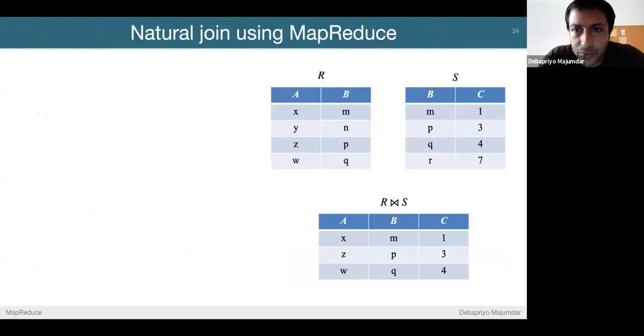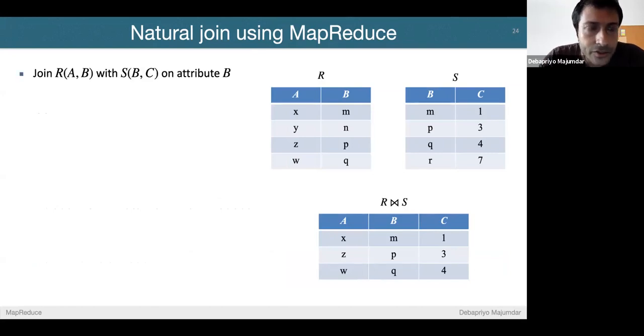So let's do natural join using MapReduce. Other kinds of joins will also be similar if we see how natural join can be done. The task here is there are two relations R and S. Let's say to simplify, R with attributes A and B and S with attributes B and C. B is the common attribute, so natural join will try to join R and S on the attribute B.